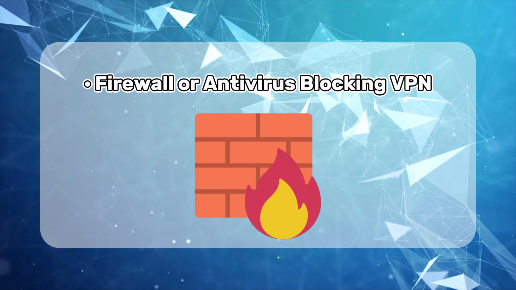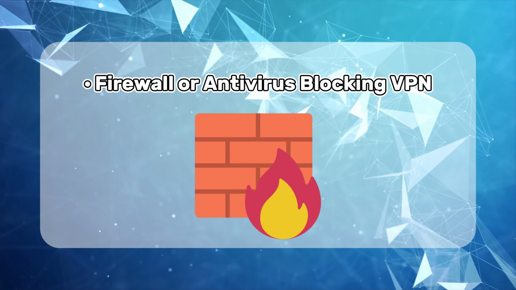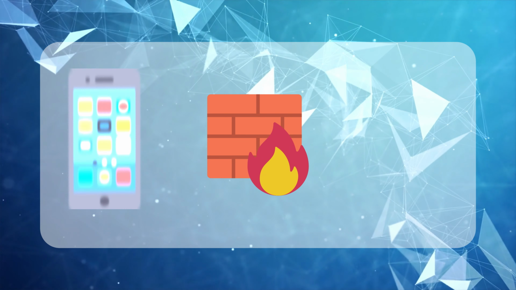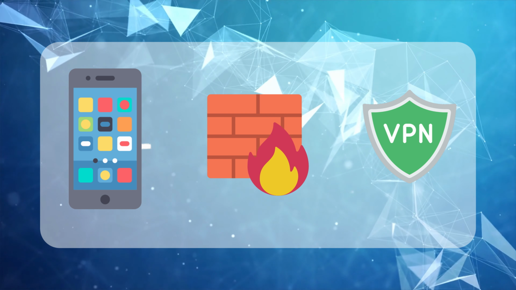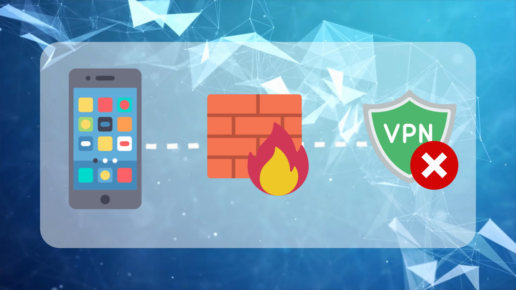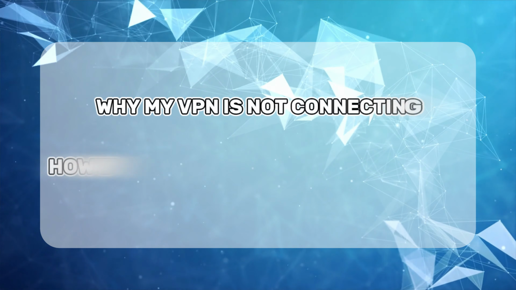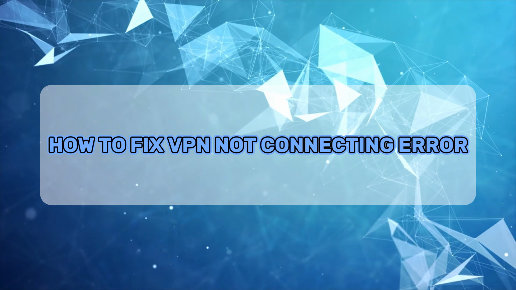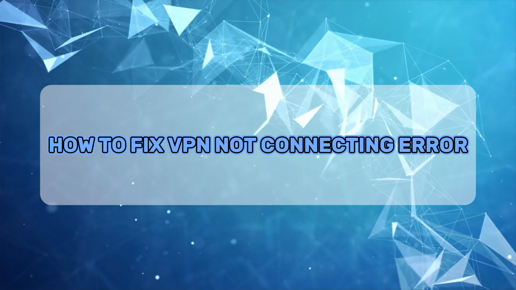Last but not least, firewall or antivirus blocking VPN. Some security apps mistake VPNs for threats. Whitelist your VPN to avoid this. So in the second part, we will show you 5 efficient ways to fix VPN not connecting issues.